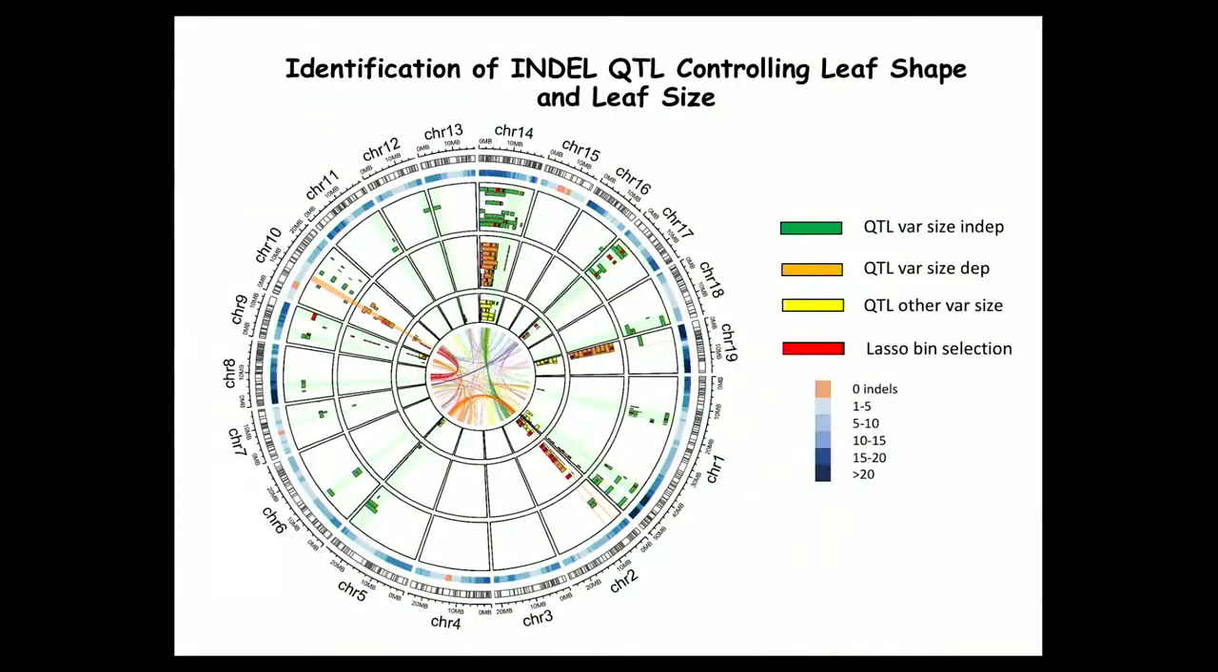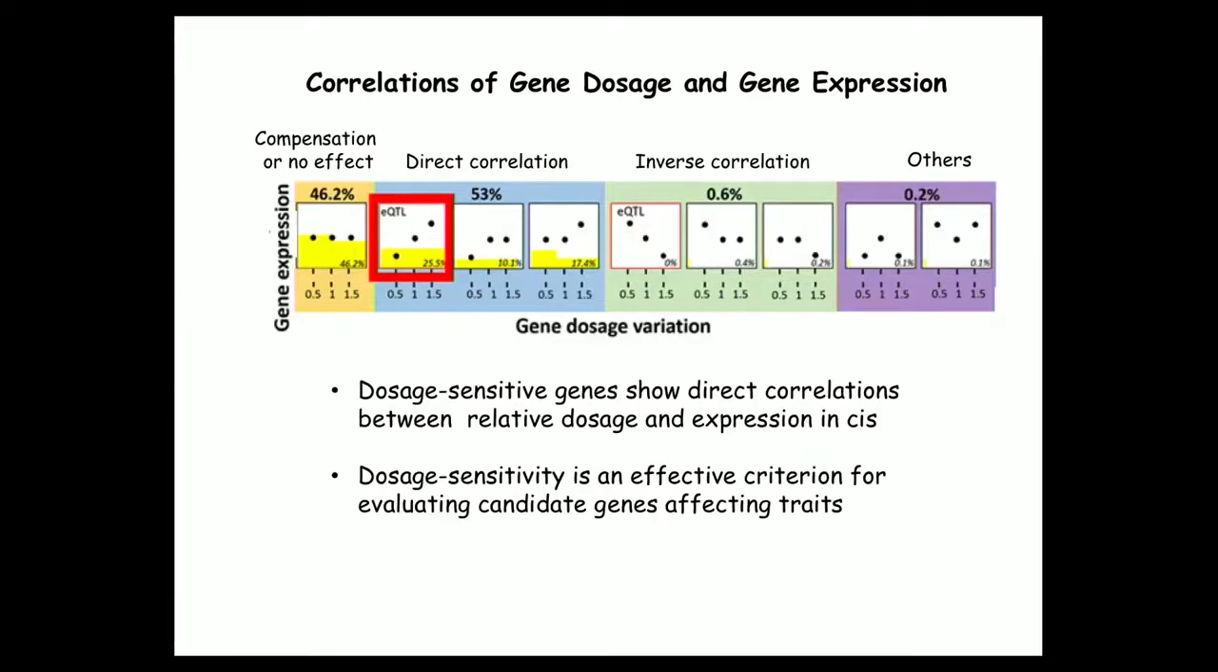So this is another QTL map, simply showing you we were able to map QTL for shape that were independent of size, ones that correlated with both shape and size, and then ones that are associated only with the size of the leaf. But what I really want to show you for this, with leaves, we knew when and how to sample for gene expression.